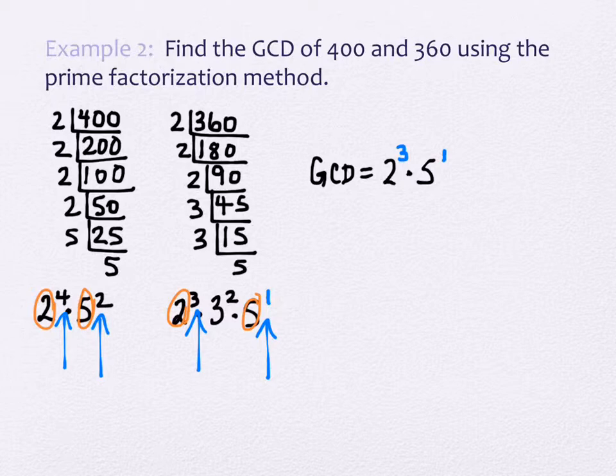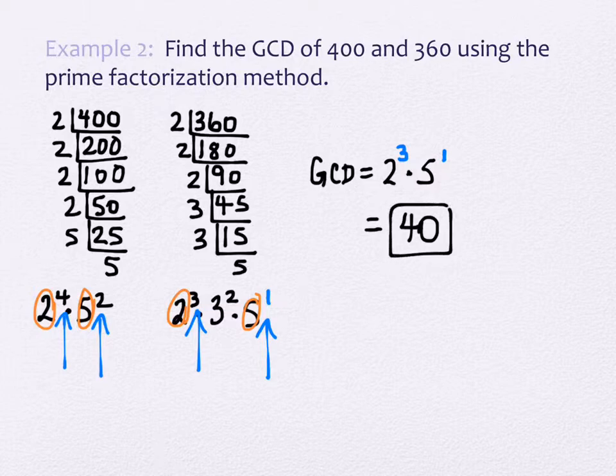What is 2 cubed? 8. And then I have 8 times 5, which would give me 40. So this is step 3, writing this out. Step 4 is actually multiplying this out together. And that would give me the number 40. So the greatest common divisor is the number 40.